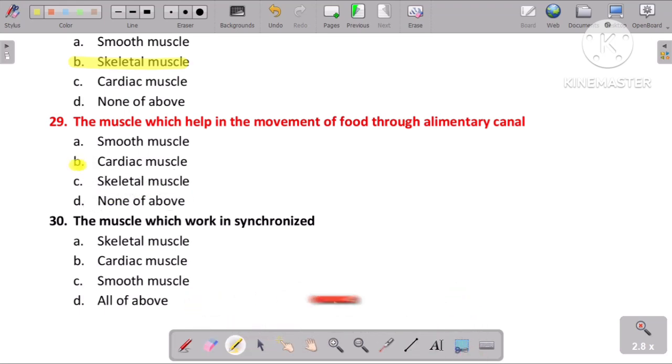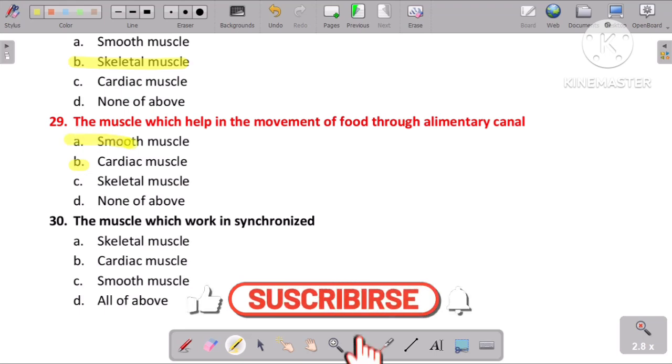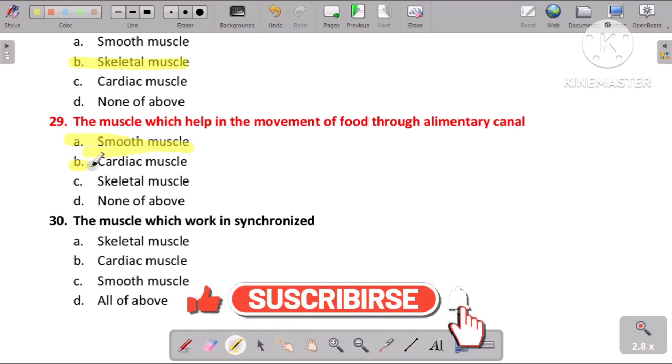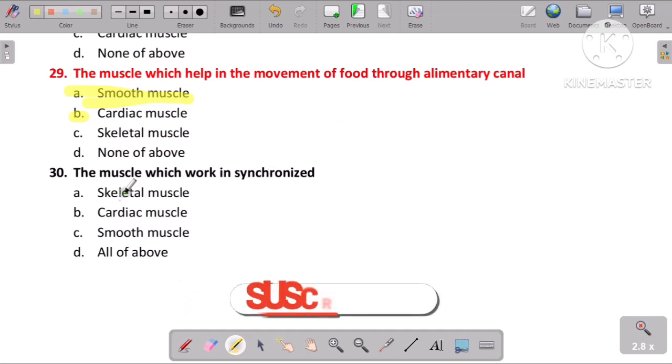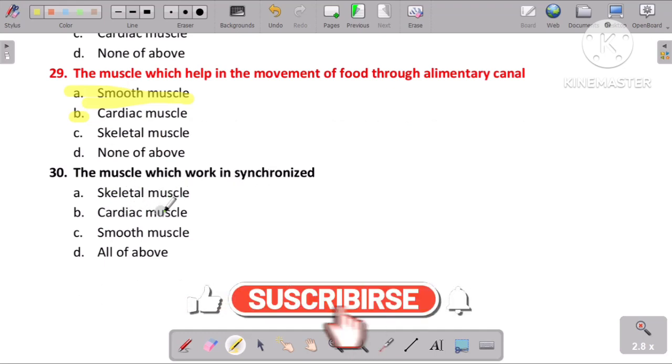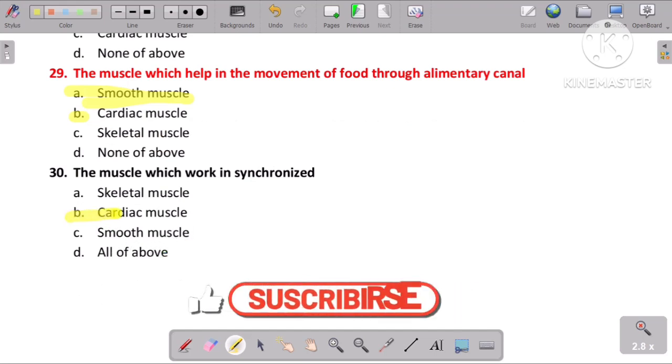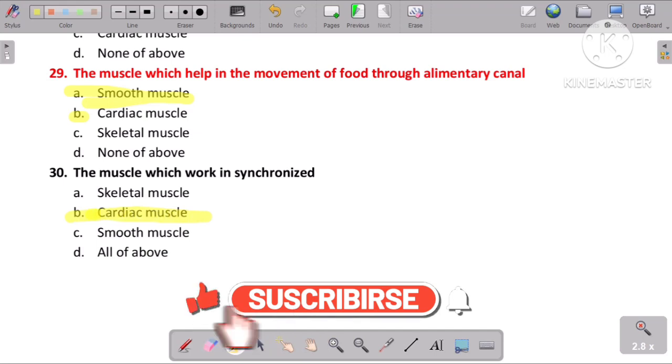So the right answer is option A. The next question is: the muscles which work in a synchronized manner. Option A, skeletal muscles. Option B, cardiac muscles. Option C, smooth muscles. Option D, all of them. The right answer is cardiac muscles, which work in a synchronized manner.